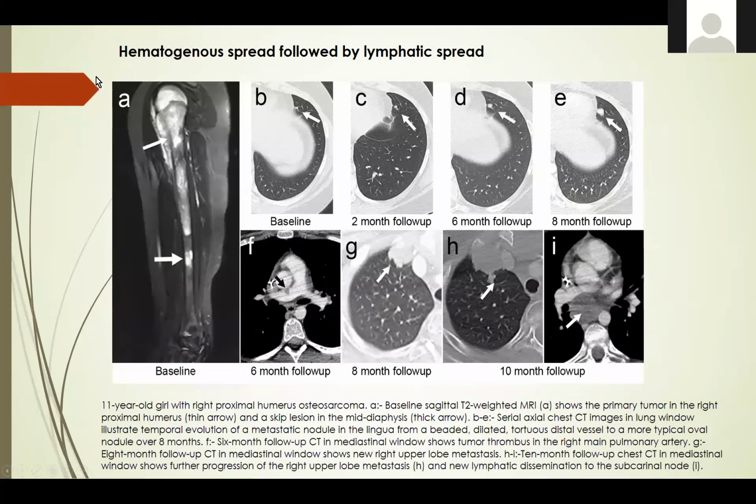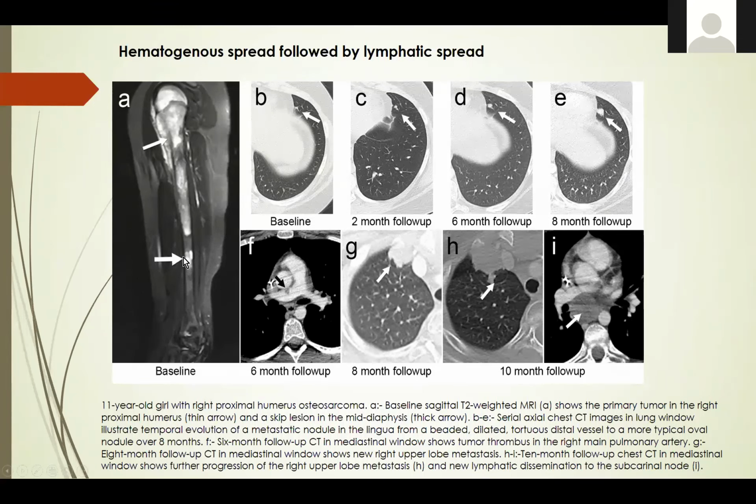This is another patient. Here we can see, as I was alluding to earlier, the tumor tries to find any pathway, any tubes it can, to spread. So this is that example. This patient had hematogenous spread initially. This is an 11-year-old girl with osteosarcoma. The osteosarcoma progressed on initial chemotherapy.